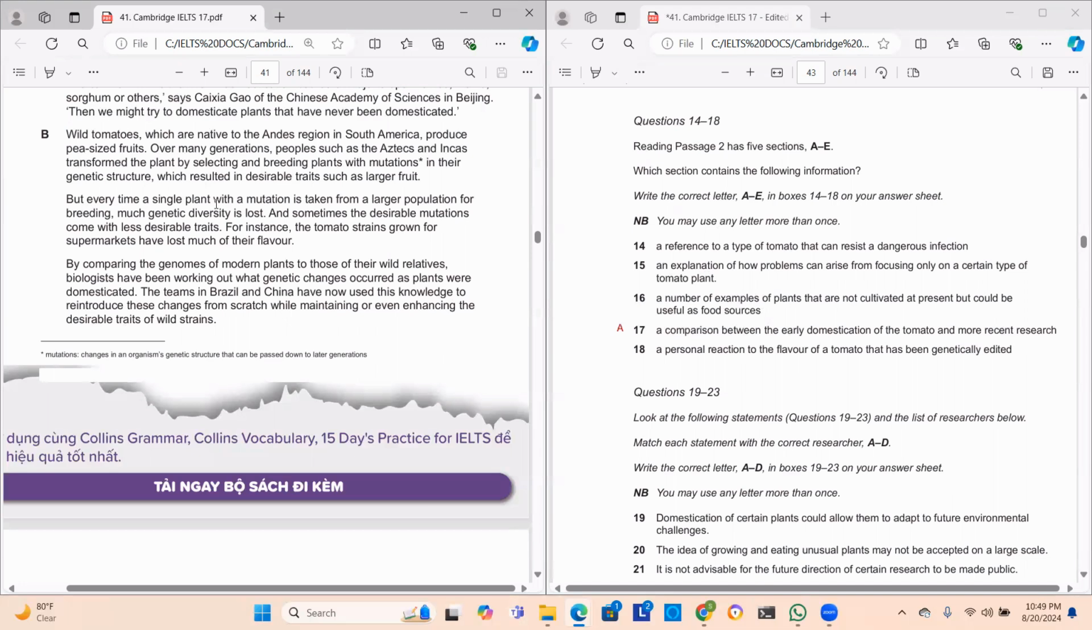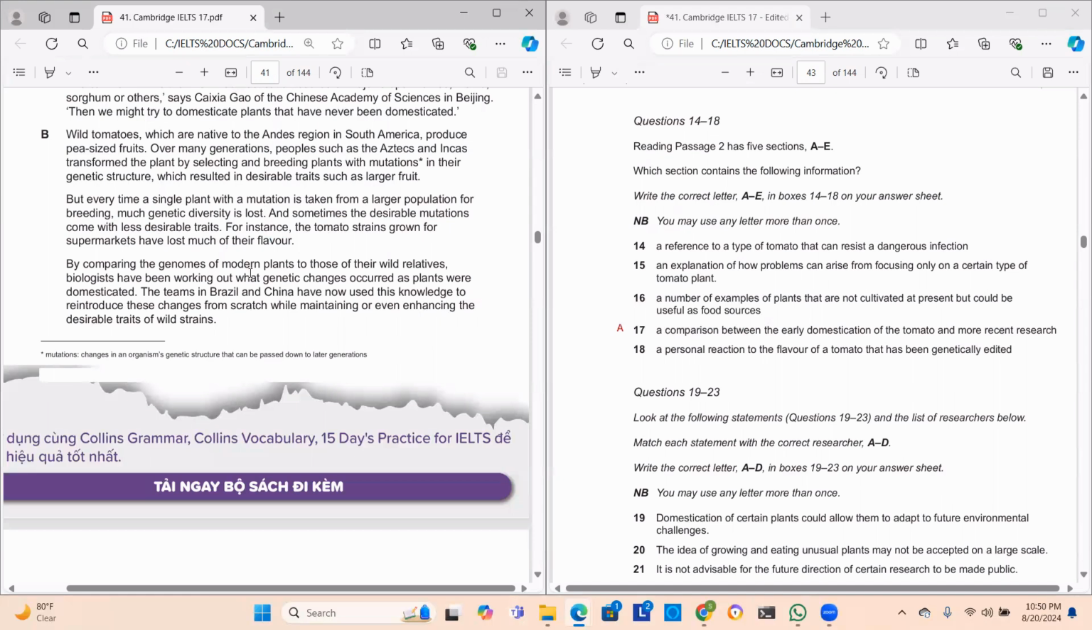Okay, but every time a single plant, so read this one, guys. So every time a single plant with a mutation is taken from a larger population for breeding, much genetic diversity is lost. Okay, so this is one problem. Okay, and sometimes the desirable mutations come with less desirable traits. Second problem. Okay, this is a for instance, the tomato strains grown for supermarkets have lost much of their flavor. So this is the problem he's talking about, and he's giving the explanation for that, right?